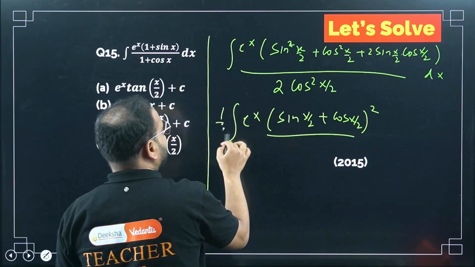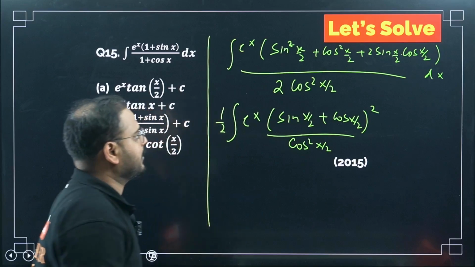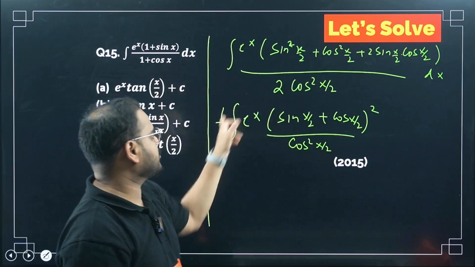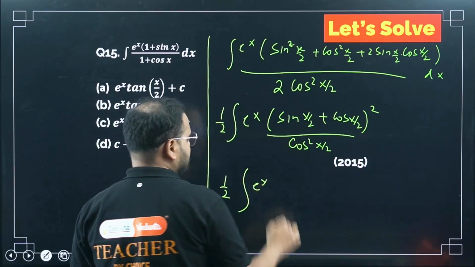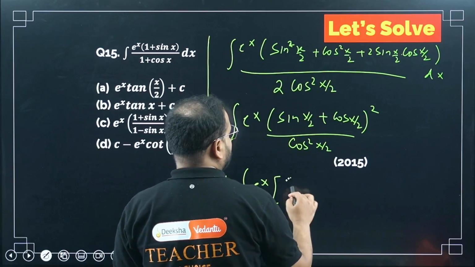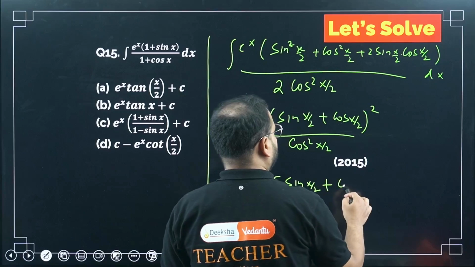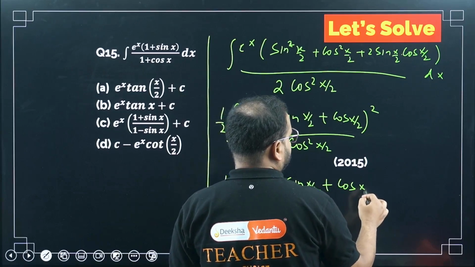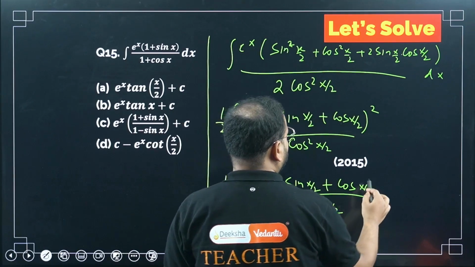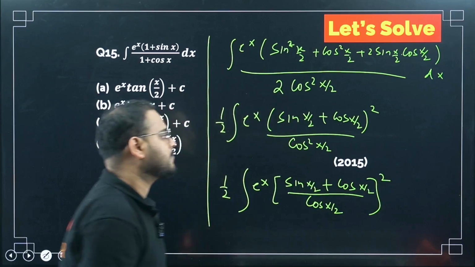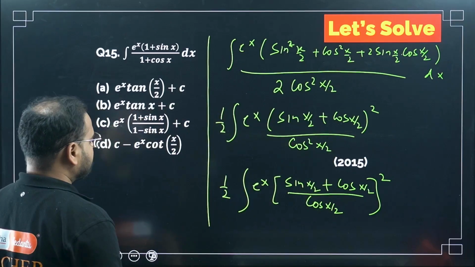I can take the 2 outside as a constant, cos square x by 2. The 2 which I get from the formula cos 2x, I took outside as a constant. So I get 1 by 2, please check, e power x, I can write it as sin x by 2 plus cos x by 2 upon cos x by 2 the whole square. Yes or no? This is also a square, this is also a square. It will become the whole square.